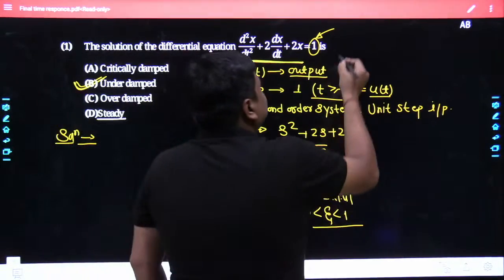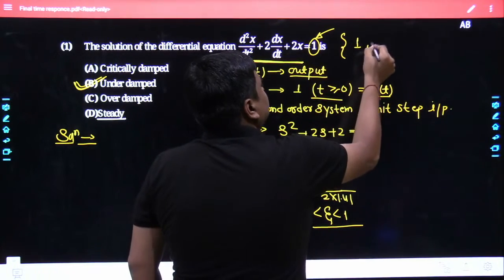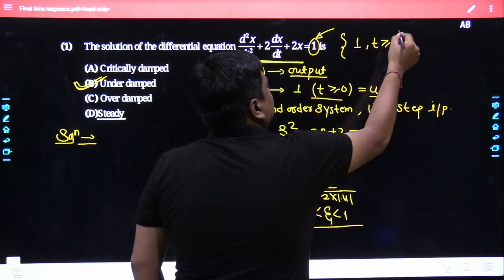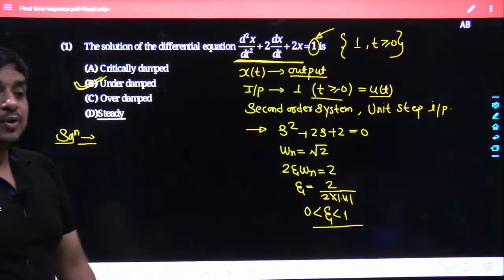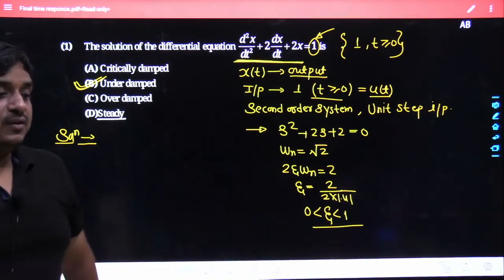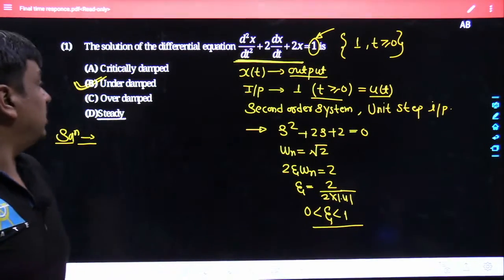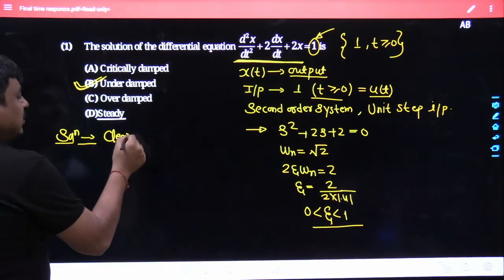For better understanding of the problem, they should have said 1 when t is greater than or equal to 0, and 0 elsewhere. But anyhow, it is a well designed problem, and probably this is a problem where you guys can get stuck. So may I know, till this point, is each and everything clear? Probably this must be clear to all of us.